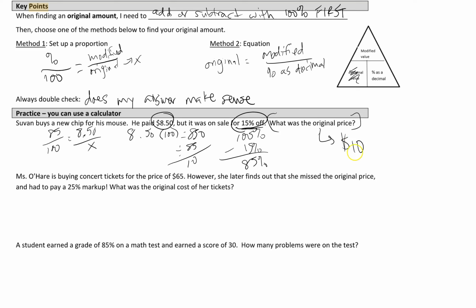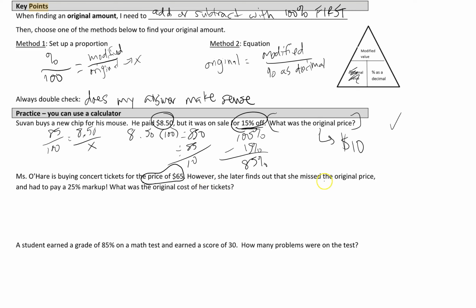If the original price is $10 and it was 15% off, is he going to pay $8.50? Yes, that makes sense. If he had a sale price, his price would be lower, so the original price should be higher. Awesome. Next one we're going to try with the equation just so we can get both types of examples. We got Miss O'Hare is buying concert tickets for the price of $65.